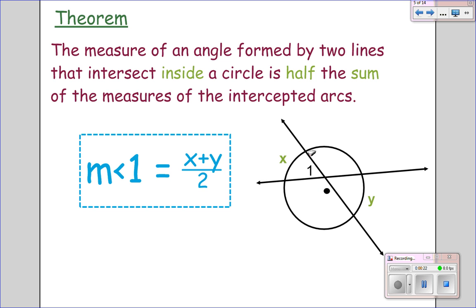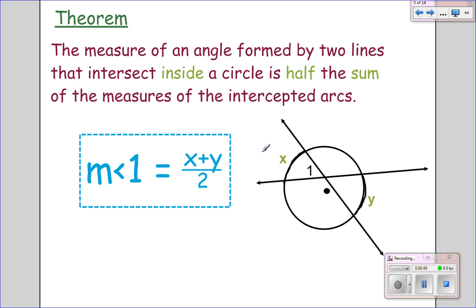So in other words, if you have two lines that meet somewhere in the circle, and it will form some angles. That angle will be equal to this arc added to this arc, divided by 2. In other words, these lines intercept some arcs, and this is the intercepted arc, and this is the intercepted arc. So we add them together, we divide by 2, and we get the angle.